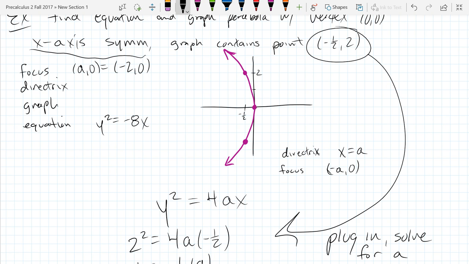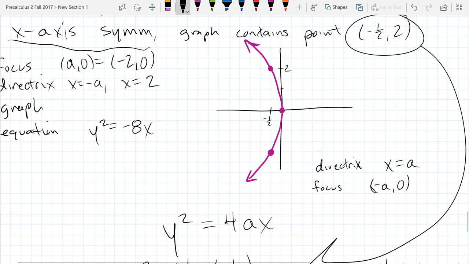Directrix is x equals negative a. So that's x equals negative negative 2, or x equals positive 2. Now we can fill those in on the graph. X equals 2 is our directrix. Our focus is negative 2, 0.